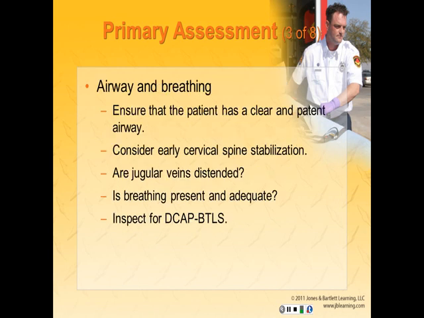Airway and breathing: you should ensure that the patient has a clear and patent airway. Consider early cervical spine stabilization and note whether the jugular veins are distended. Signs of pressure or tamponade on the heart may result from a tension pneumothorax and also may result from injury to the heart, allowing bleeding into the pericardium, and we call this pericardial tamponade. You need to determine whether breathing is present or adequate and inspect for DCAP-BTLS.